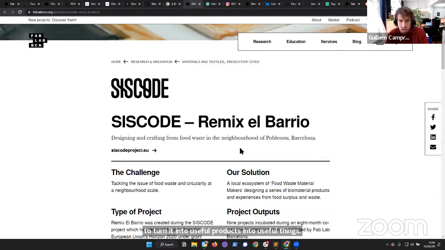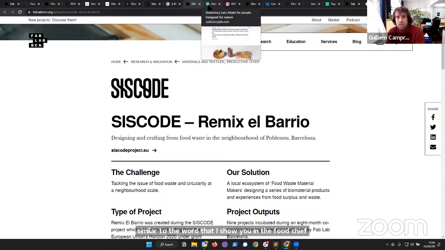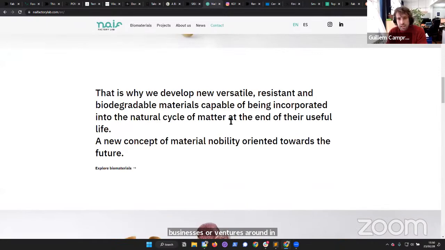This process was not done by the Fab Lab. Again, similar to the work that I showed you in the Food Chief project, we worked with the local stakeholders, with local designers that, thanks to that project, let's call it an incubation process, established their own businesses or ventures around, in this case, using bio waste to create new products.